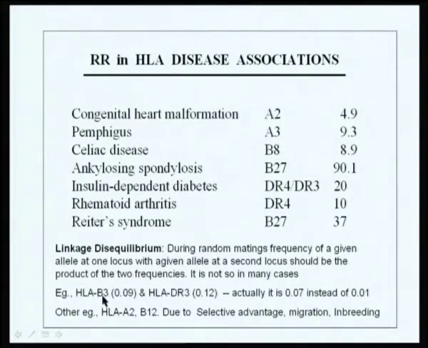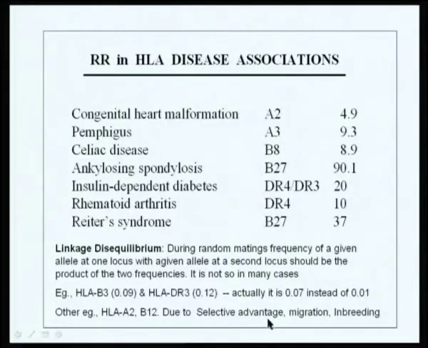For example, HLA-B3, which has a frequency of 0.9 in the population, and HLA-DR3, which is listed as having a frequency of 0.12, should have an overall frequency of 0.01. That means HLA-B3 and HLA-DR3 coming together in the same individual should be rare, but it is much higher. Instead of 0.01, it is much higher, being 0.07, which means that these two alleles are for some reason being inherited in an associated manner.